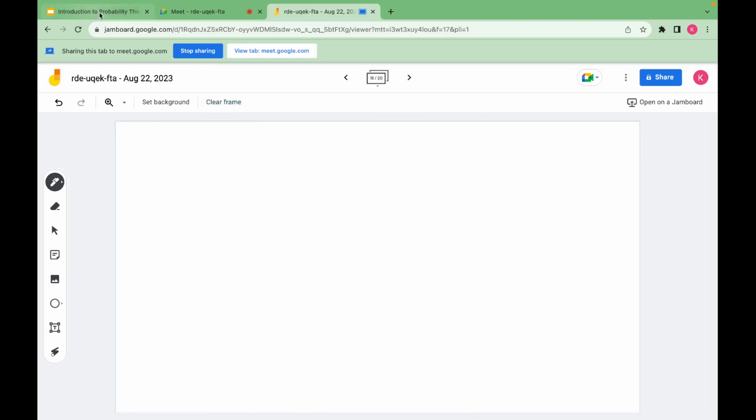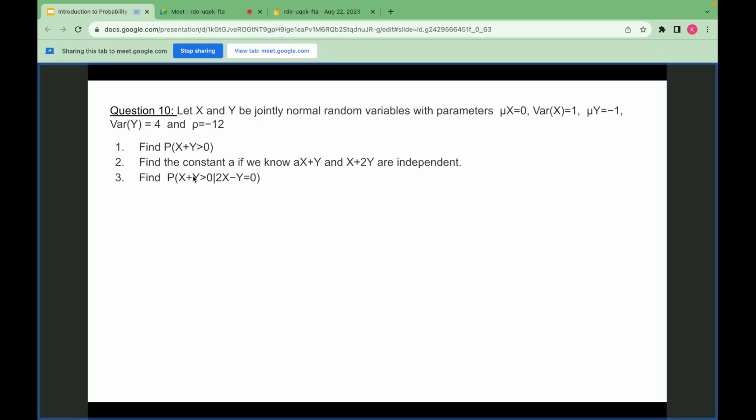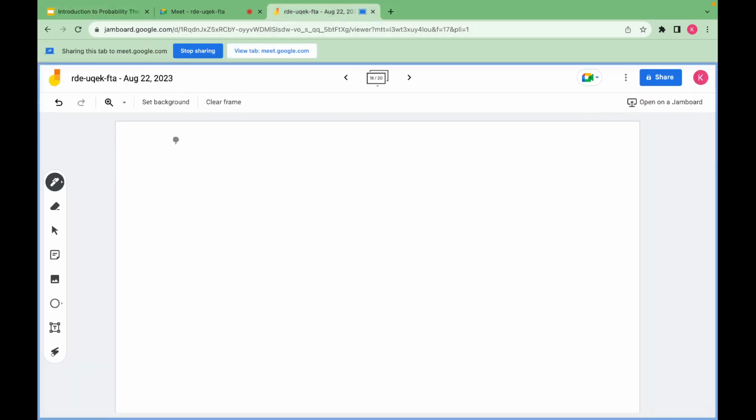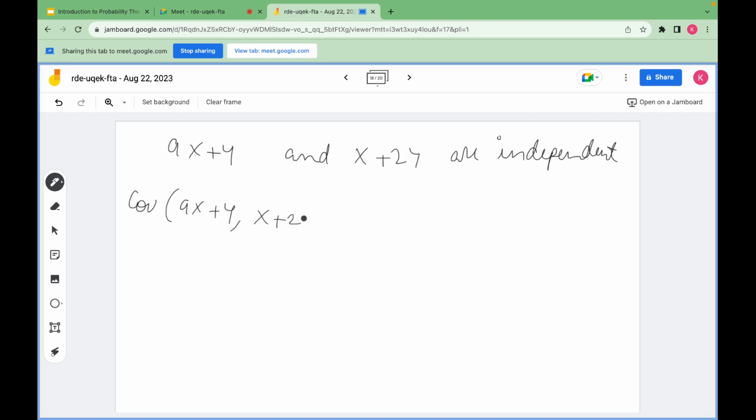So now we will move to the next part of the question, where we need to find the constant value of a if we know that ax plus y and x plus 2y are independent. So these are independent, this means that the covariance between these two elements is 0, from the properties of covariance.